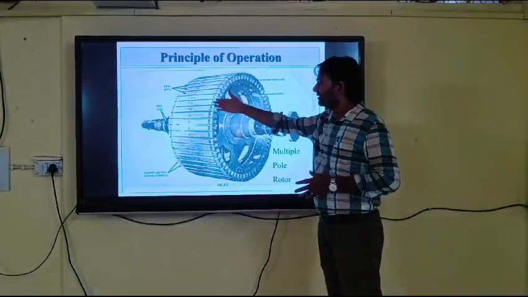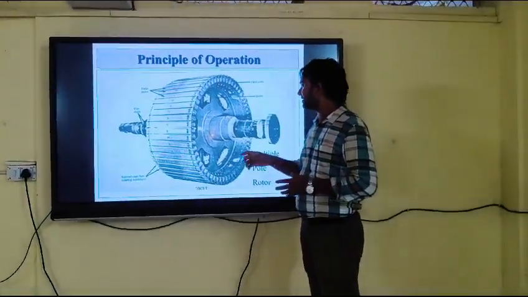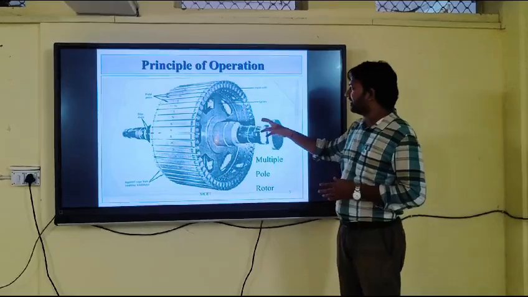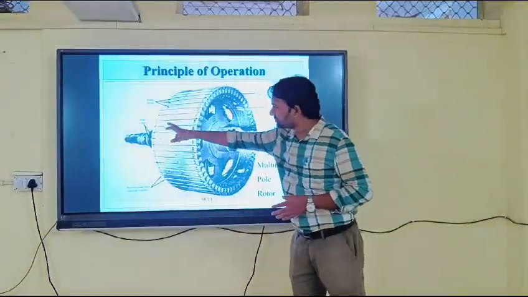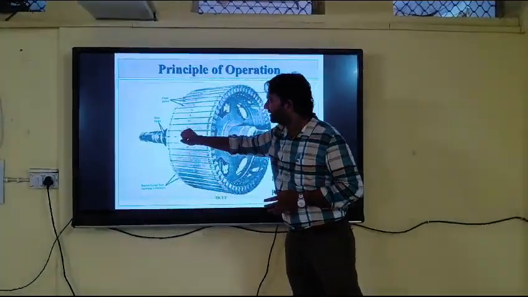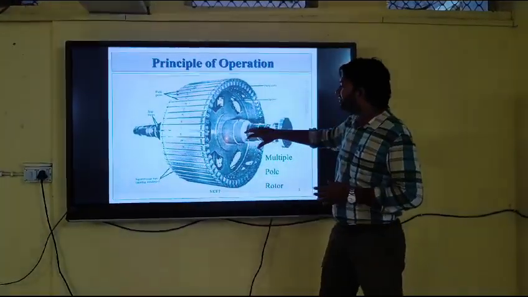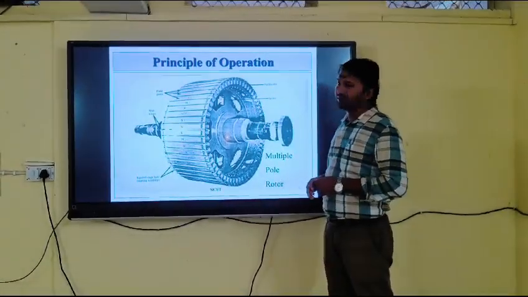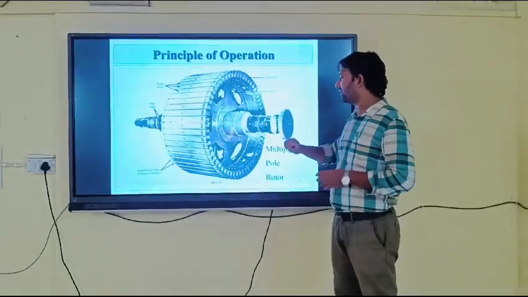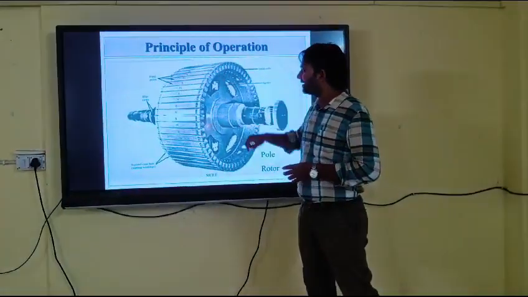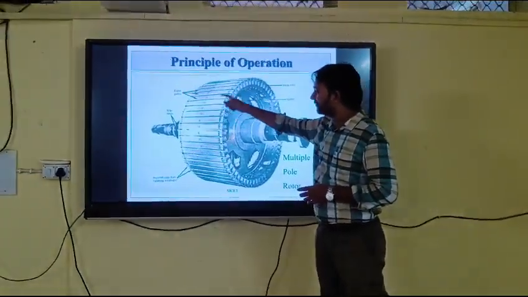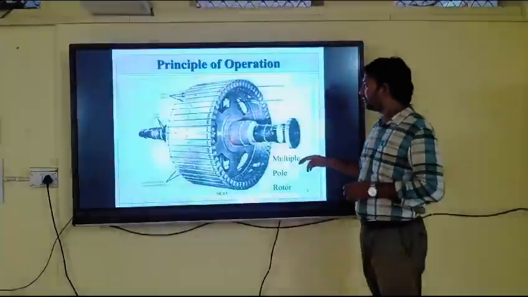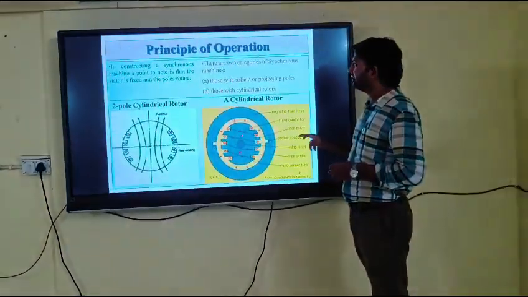These are the armature conductors, and this is the slip rings present in the shaft. The center part is the rotor, and these are the poles, the field poles. We will go to the next slide.